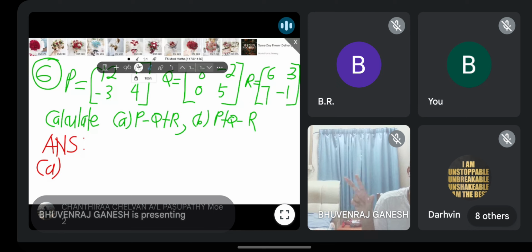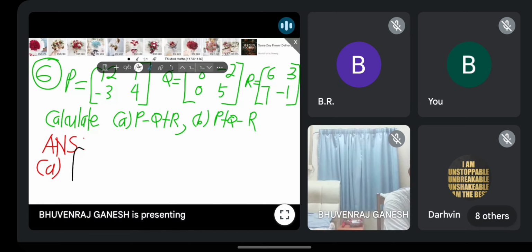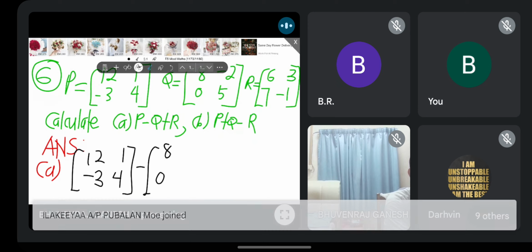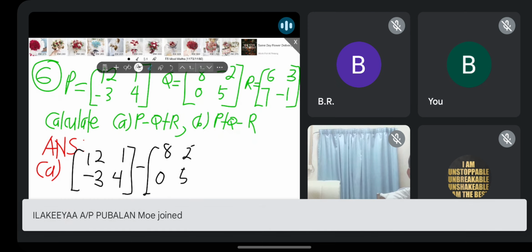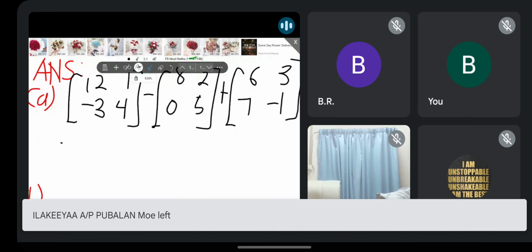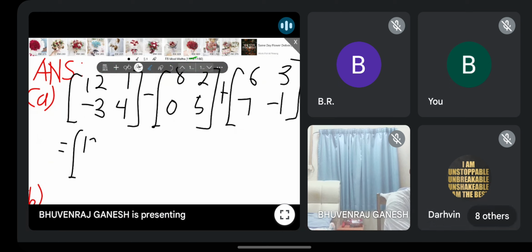Although we combine three matrices in one shot, the method is still the same. Okay, it doesn't change at all. Only thing is a bit harder. So basically you can copy back everything. 1, 4 minus Q and then you plus R. Okay, plus 6, 7, 3, -1. So you will get equals to, okay guys, over here, you can show the working like this. You combine all the operations in one shot like this.